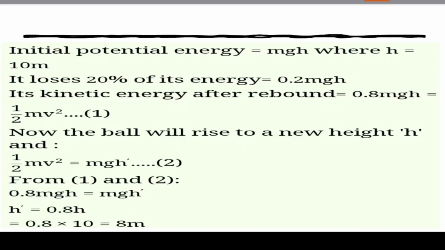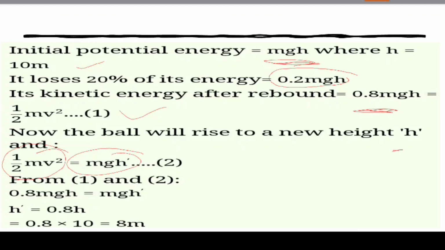Here initial potential energy equals mgh, where h is 10 meters. It loses 20% of its energy, that is 0.2 mgh. Its kinetic energy after rebound is 0.8 mgh, which is nothing but half mv square. Now the ball will rise to a new height h dash, and equating this kinetic energy half mv square to mgh dash, we get 0.8 mgh equals mgh dash. So h dash equals 0.8 h.